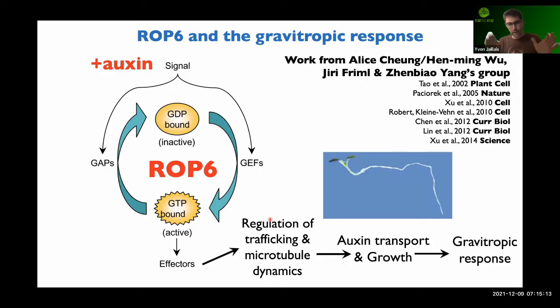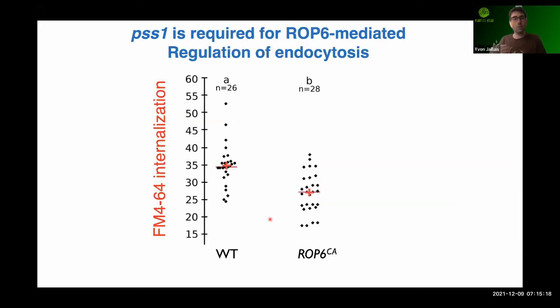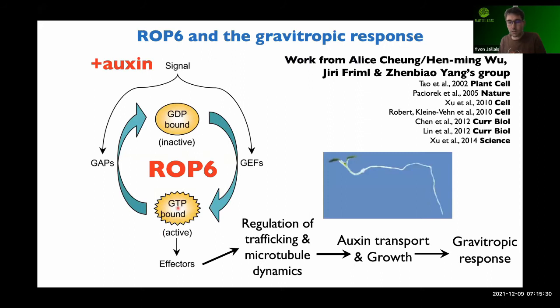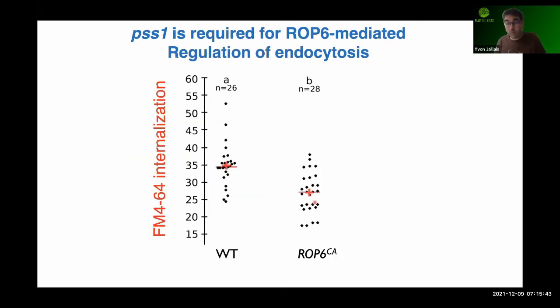So here we analyze many different cellular readouts. I'm going to just show you one, which is endocytosis that we track using the FM4-64 tracer. So it was shown before that when we express a constitutive active ROP6, a point mutant in ROP6 that locks ROP6 in its GTP bound state, so it's always active, it's always turned on, in this case, we have a constitutive inhibition of endocytosis, so we have less internalization of FM4-64.